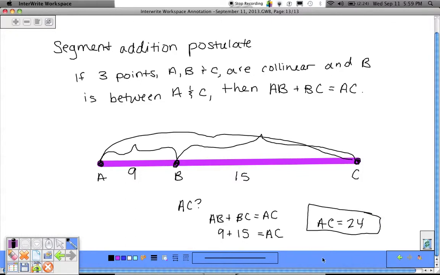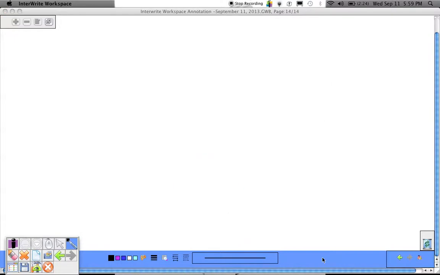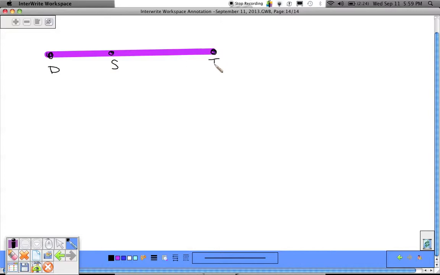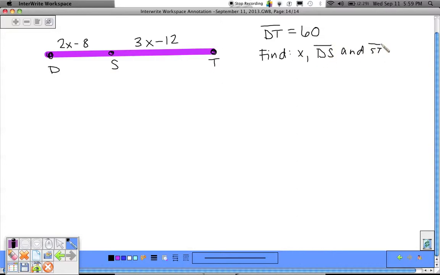So it really doesn't get any more difficult than that unless we decide to add some algebra into the equation. So if we draw another segment, and we'll say that this one has points D, S, and T. Okay, so if this is 2x minus 8 and this is 3x minus 12, but I give you the information that DT is equal to 60, and I ask you to find x, DS, and ST.